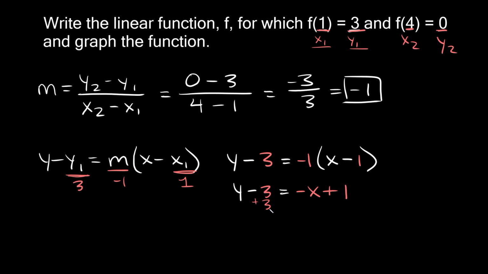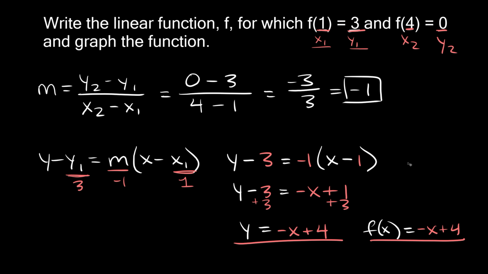We can add this 3 to both sides. So then here we get that y is equal to negative x plus 4. All right, so there is our linear equation. And if you wanted to write it as a linear function, you could simply replace this y with an f of x, right? So we could just write this as f of x is equal to negative x plus 4.